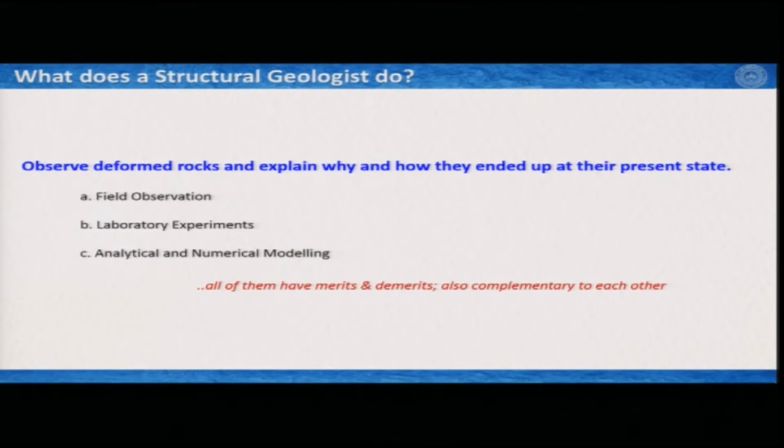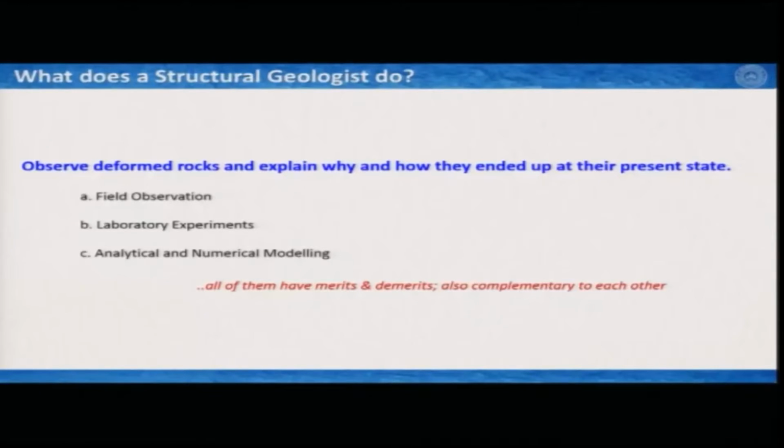And to do so, a structural geologist has many approaches, and one can categorize them in 3 different sections. The first one is field observation, the second one is laboratory experiments, which can be real rock deformation experiments or analog experiments, and of course the analytical and numerical modeling. Now, these 3 basic tools have their own limitations. We will learn it later, but at the same time these 3 tools are also complementary to each other, so what you cannot observe or understand from the field you can understand if you perform an experiment in the laboratory.